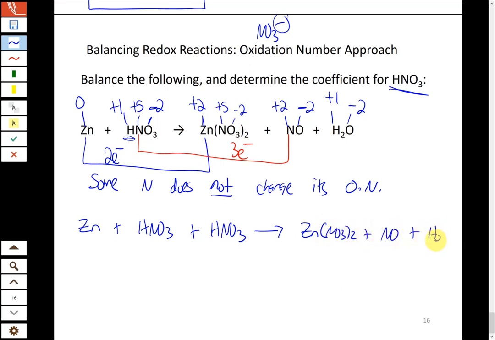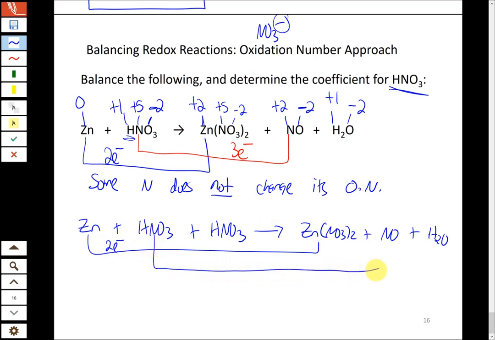So what we're doing here is recognizing that, again, this is changing from 0 to +2. That's 2 electrons. We have this one going from +5 to +2. That's 3 electrons. Then we also have some nitrogen that's not changing. So we're going to leave this part of it here to balance at the end by inspection.